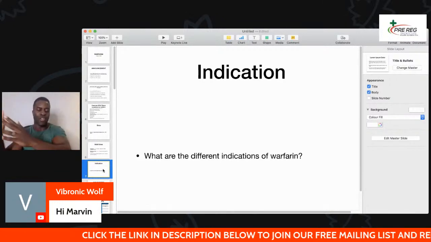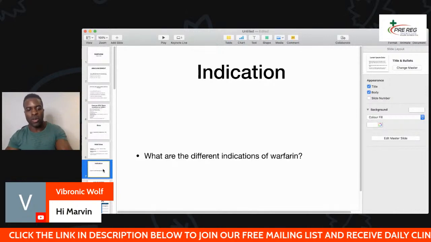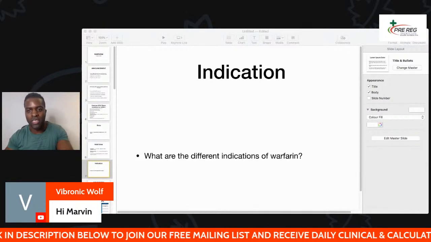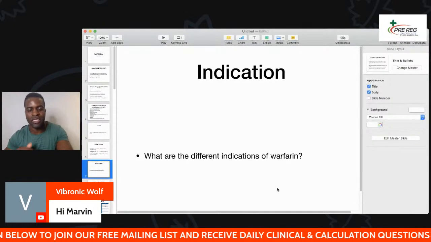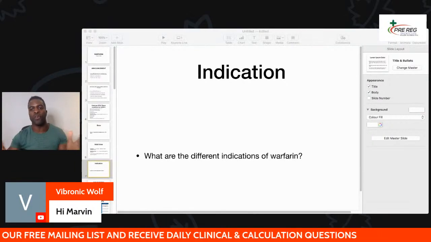Target values. So let me know in the comments. Tell me the different types of indications for Warfarin. What do you use Warfarin to treat?